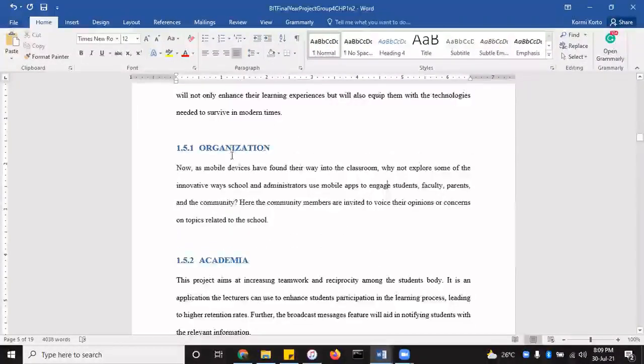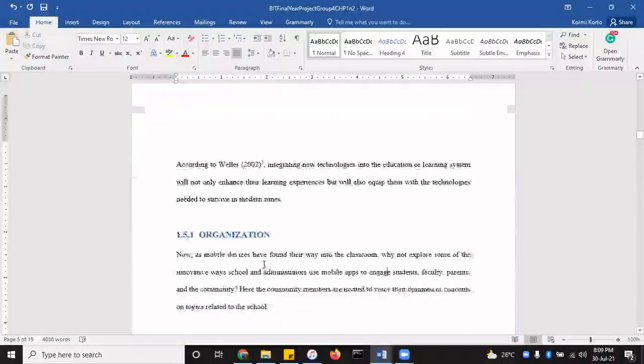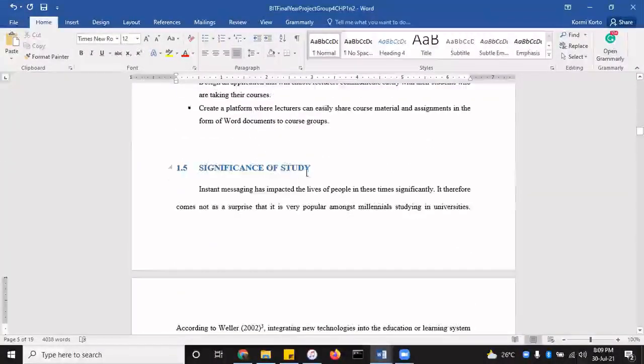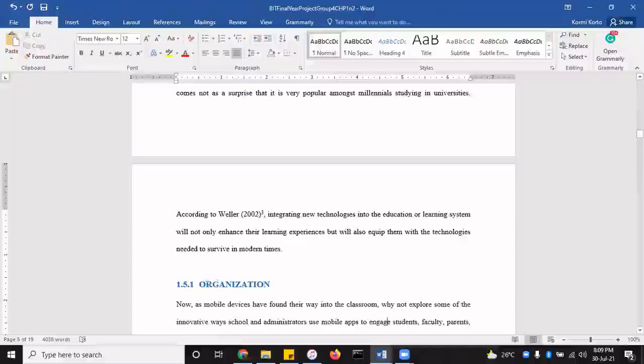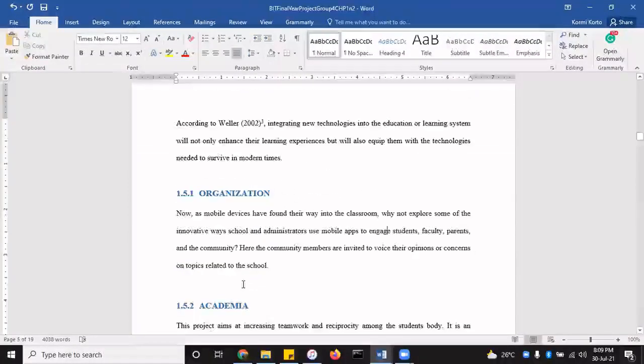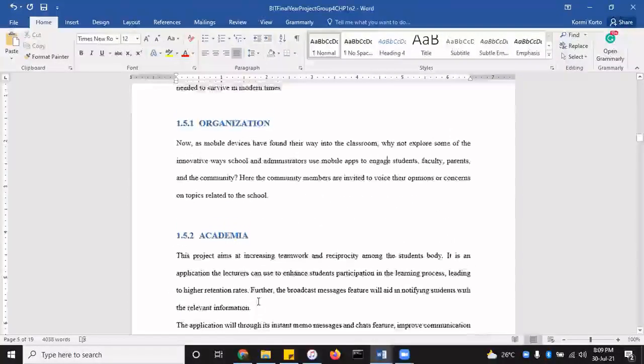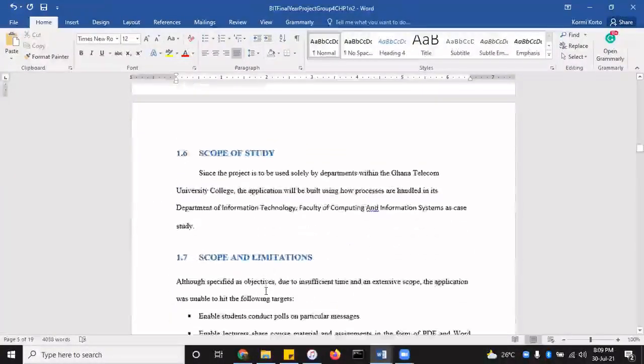So the three key stakeholders within your write-ups, when it comes to significance of study, are the organization, which is the key stakeholder, the users of the system, academia, and then government. You just have to elaborate on how the system will benefit all these three key stakeholders. Okay? And then the scope of study.